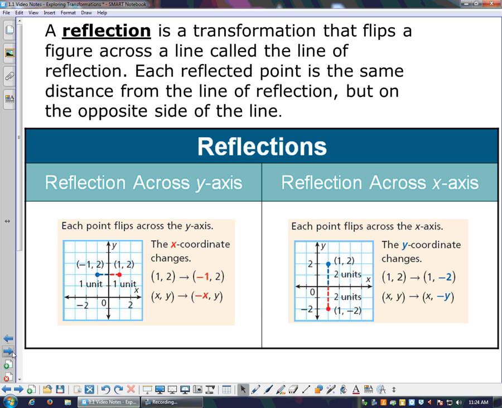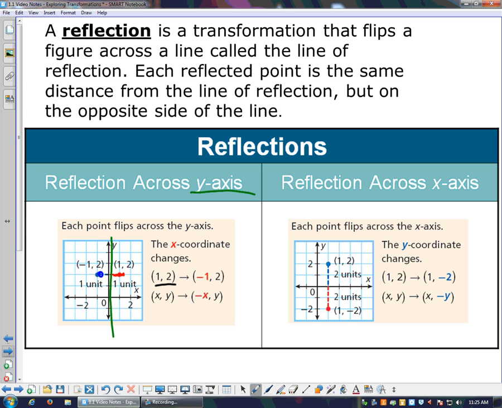So two examples here. We have a reflection across the y-axis. If I had a piece of paper, I'm going to fold it on the y-axis. So my x coordinate is going to change. If my original point was (1, 2), this one here in red, and I reflect it across the y-axis, it was 1 unit away, so it ends up 1 unit away on the left, which is how I got my new ordered pair at (-1, 2).